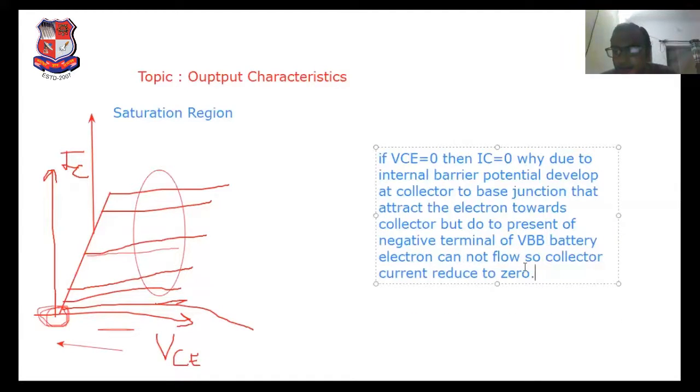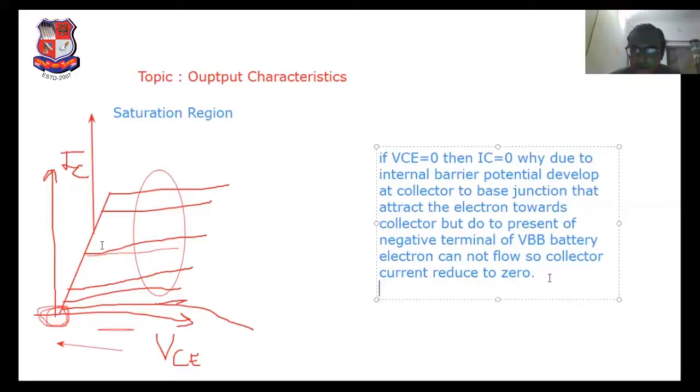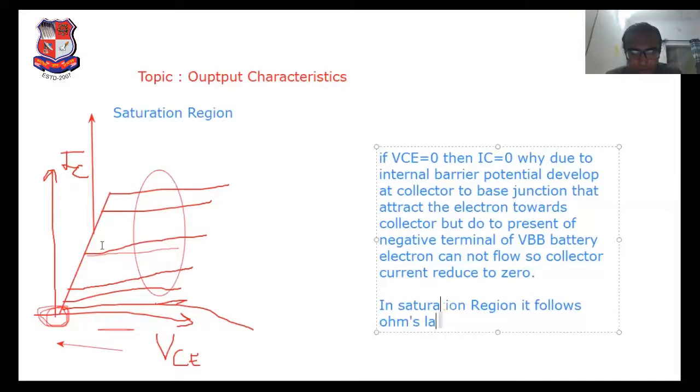So it is the explanation regarding the common emitter output characteristics, and this is the linear increase. That's why it is known as the saturation region. In the saturation region it follows Ohm's law, but in the active region it does not follow Ohm's law.